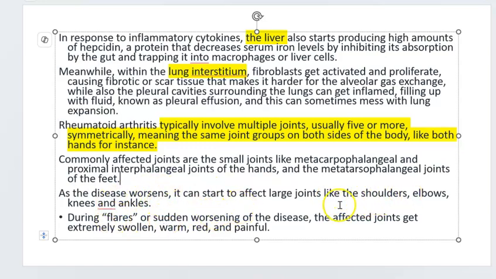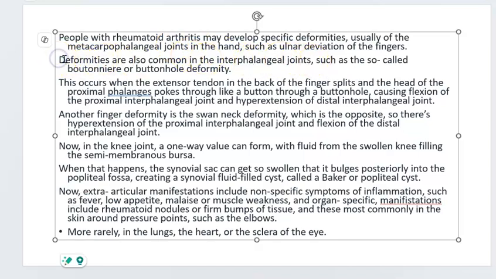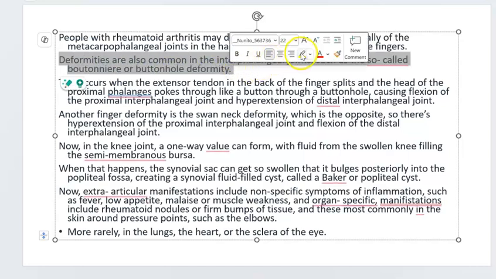And when we have these flares, you'll get these really hot, warm, painful, tender joints. People with rheumatoid arthritis can develop specific deformities, such as the metacarpophalangeal joints in the hand, and you get those ulnar deviations of the fingers. The deformities are also common in our interphalangeal joints, and so we get what we refer to as boutonniere deformity or buttonhole deformity.